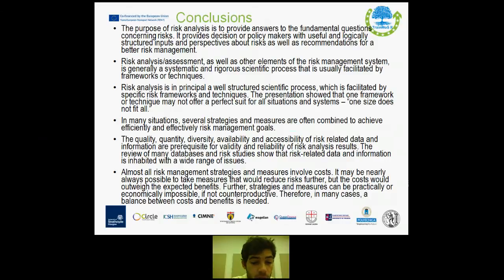It may be nearly always possible to take measures that would reduce risk further, but the costs would outweigh the expected benefits. Further strategies and measures can be practically or economically impossible, if not counterproductive. Therefore, in many cases, a balance between costs and benefit is needed.